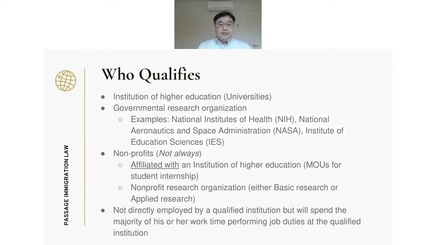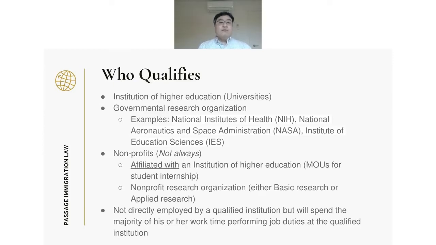So there are certain nonprofits and other organizations who have MOUs, memorandums of understanding, with universities. For example, under this MOU, universities send their students to work at the nonprofits as interns. One good example is schools. I know the school district is somewhere between nonprofit and government. However, most school districts qualify as cap-exempt based on their MOUs with universities, because university students who are majoring in education often work at the schools as student interns. So this is a good example.